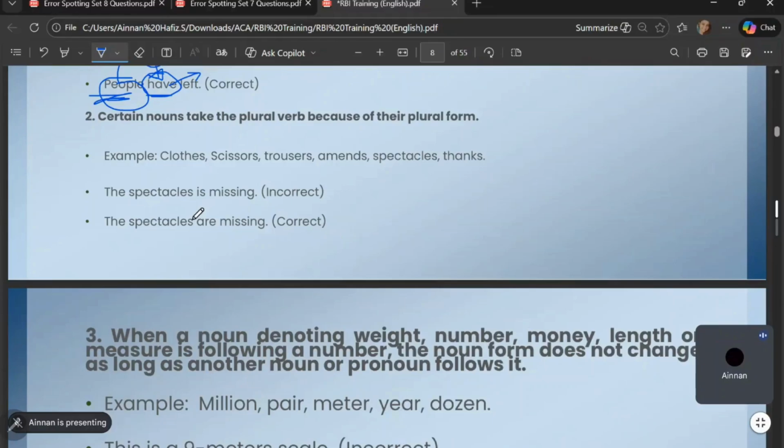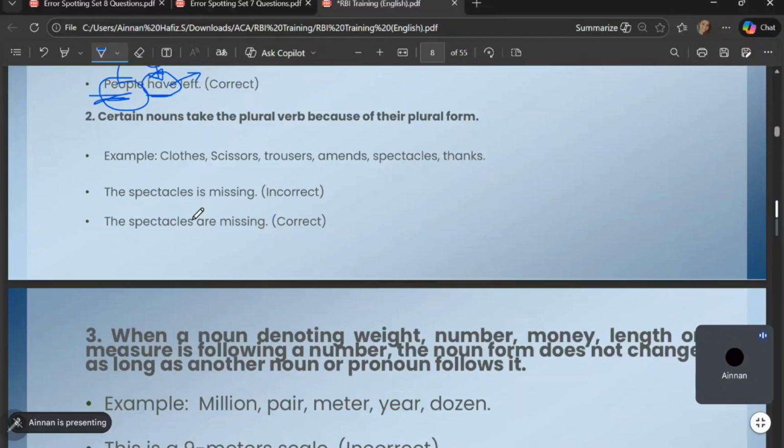But there are cases where there are a few nouns, certain nouns, that take the plural form because of the plural verb. When I say trousers, I can be talking about one trouser, two trousers, three trousers. The noun trousers means many. It sounds like many because you have an s to it, but sometimes it also means singular.